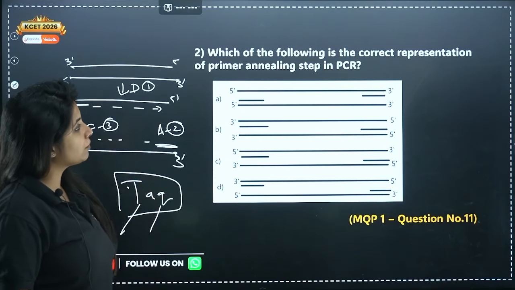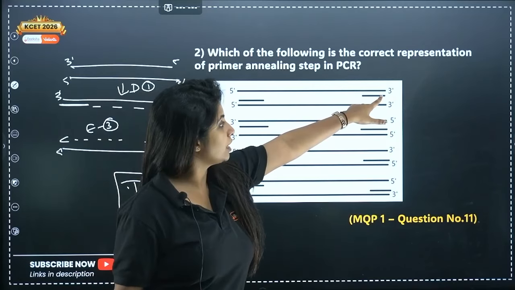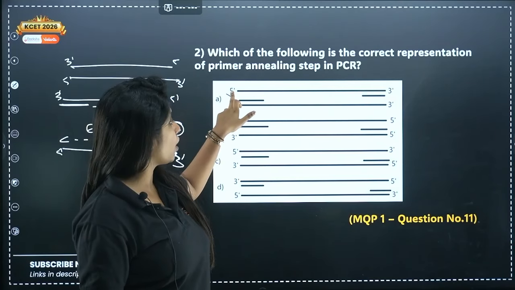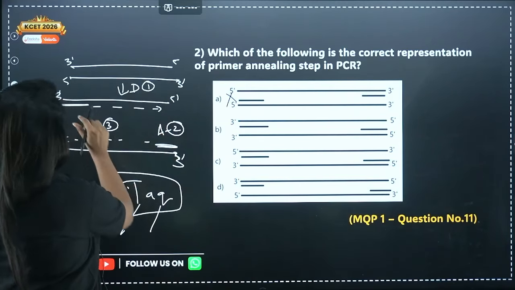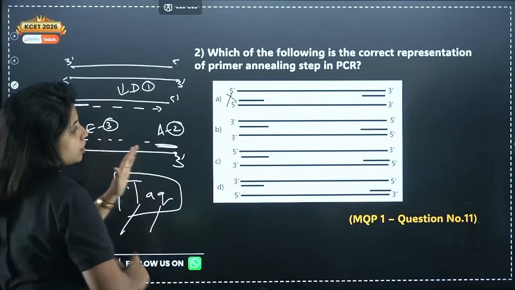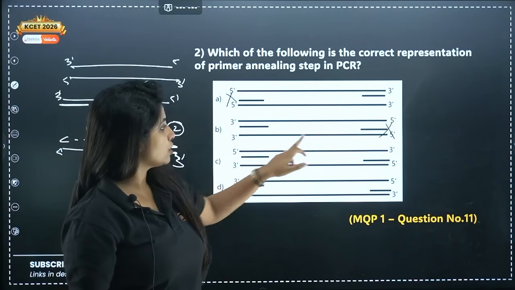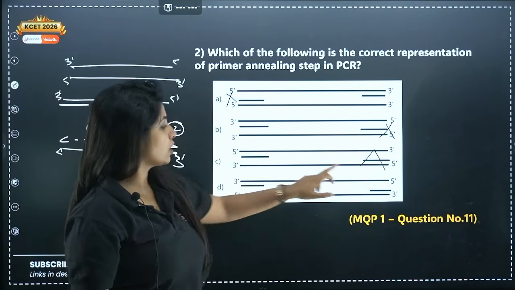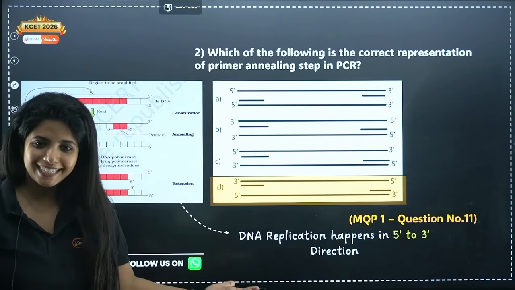Okay, so which of the following is the correct representation of the primer annealing step? Over here, at the 3' end it is being added, here at the 5' end, so it's wrong. Always the primer attaches on the 3' end because DNA polymerase will be extending from 5' to 3' direction. So here it says 3' but here again 5', so wrong. Here at 5', wrong. Here 3' and there also 3', this is correct. So your answer for this question becomes D.